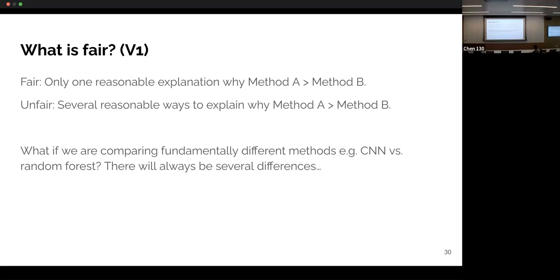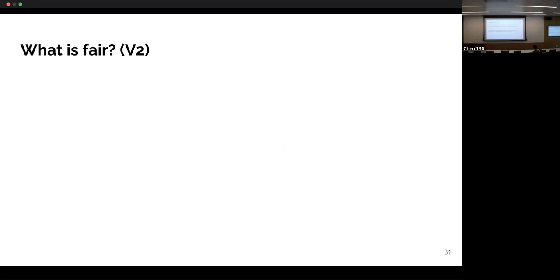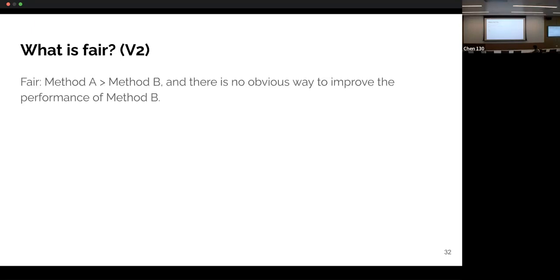Sometimes if you're comparing two fundamentally different methods, as Martin said, it could be difficult. If you're comparing random forests to a CNN, both are classifiers, you're going to have a hard time controlling all the different levels of unfairness there, the different axes of variation. And the other version of what is fair or unfair is that there is also no obvious way to improve the performance of method B.